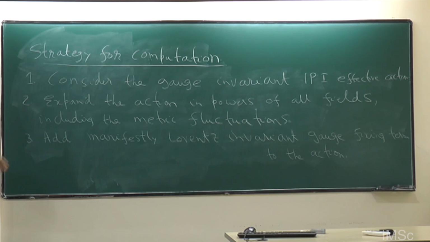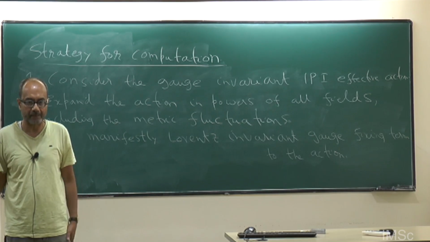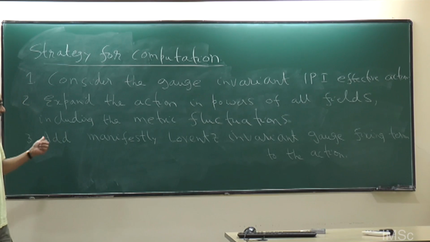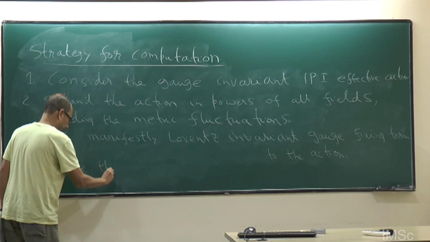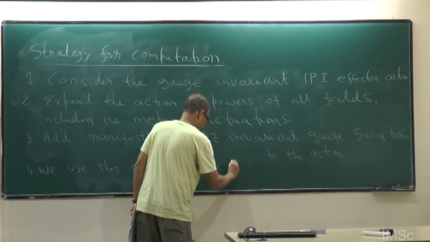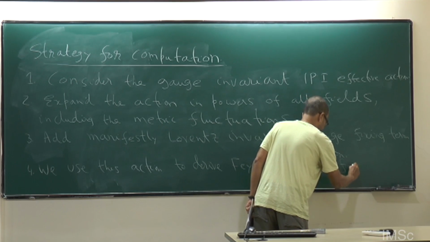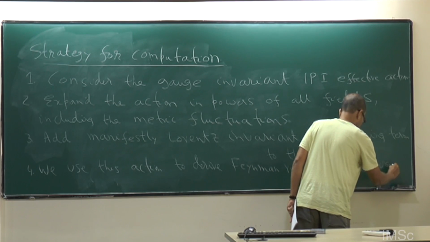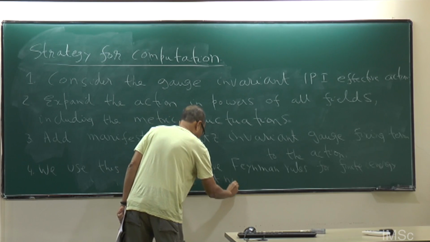Normally, once you have carried out up to step 3, you can start calculating the S matrix. Now your propagator is well defined, you can start drawing Feynman diagrams and calculate the S matrix. But it is at this stage that our strategy for doing the calculation differs from the standard procedure. The way it will differ is that we will use this action to derive Feynman rules for finite energy particles, but not soft gravitons.